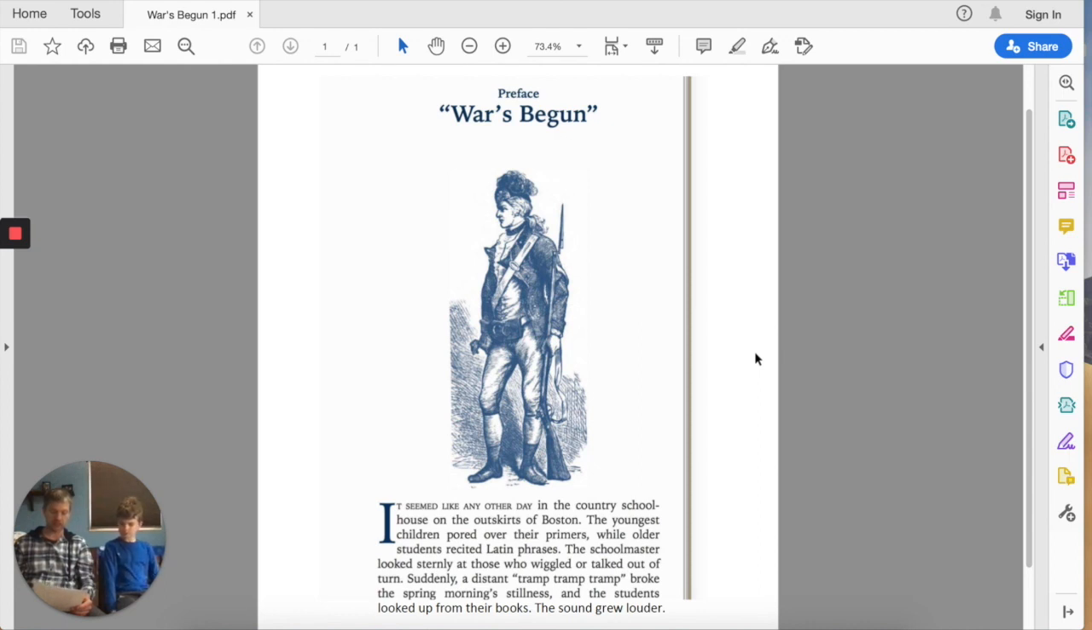The sound grew louder. All right, so we have one word on the first page that we're not sure about. All right, let's pause there, and then we'll go to the second page.